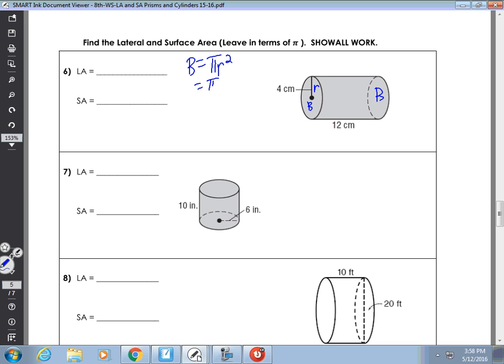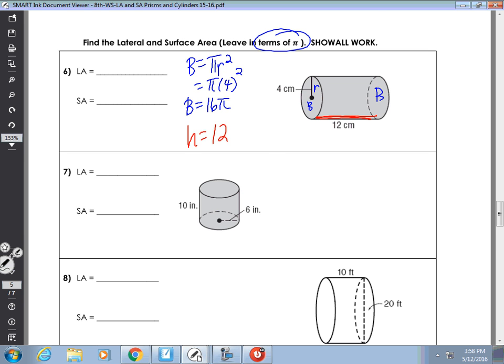So I'm just going to do B equals pi times 4 squared. We're going to leave everything in terms of pi, meaning pi in our answer. So B is 16 pi. The next thing I need for lateral area is the height of the prism, and that's always our distance between the bases. So H is 12.